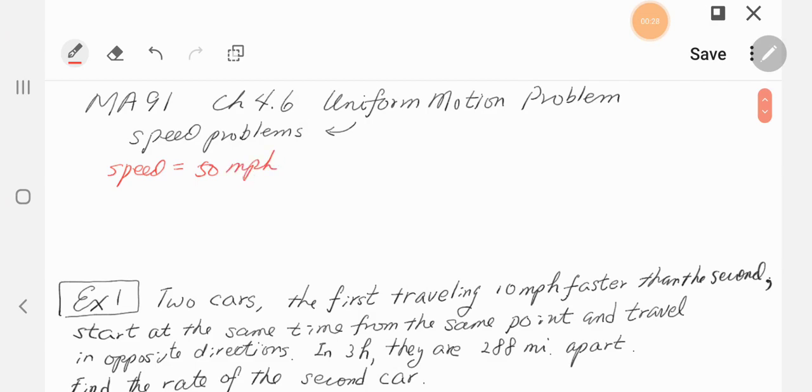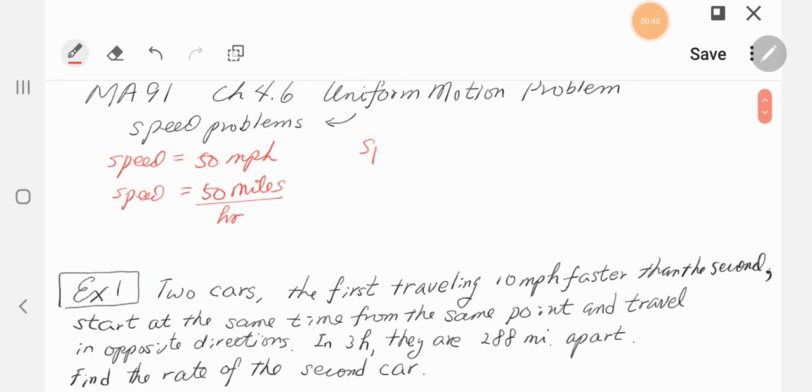Miles per hour means 50 miles. This is miles, right? Miles per hour. So the numerator is the distance and the denominator is the time. So when we say speed, speed is equal to the distance over time, right? Then what will be the total distance when you go 50 miles per hour for 2 hours? Isn't it 50 times 2? 50 times 2 is the total distance. So speed is equal to distance over time.